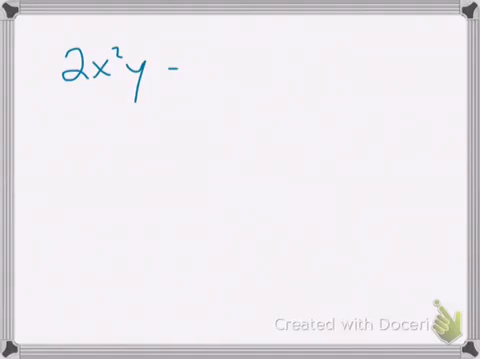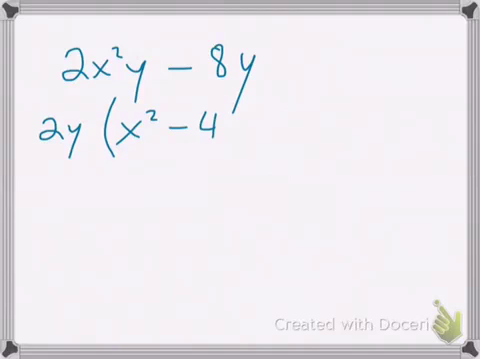2x squared y minus 8y. What are we looking at? Two terms, so what do we do first? GCF. We want to look for GCF. What is the GCF? Not just y, 2y, right? Because 8's divisible by 2. So I can factor out a 2y, and what am I left with? x squared minus 4.